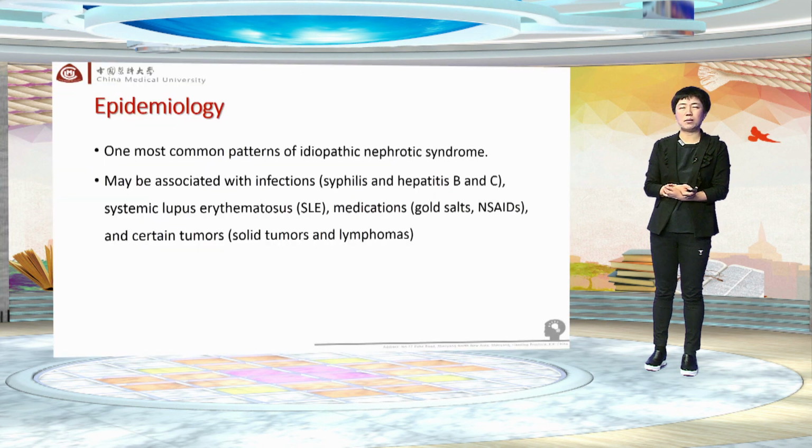Membranous nephropathy is one of the most common patterns of idiopathic nephrotic syndrome. It also may be associated with infections like syphilis and hepatitis B and C, systemic lupus erythematosus, medications like gold salts and NSAIDs, and certain tumors, solid tumors and lymphomas.